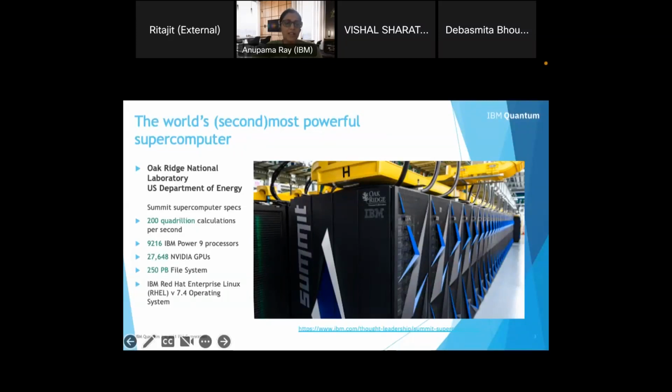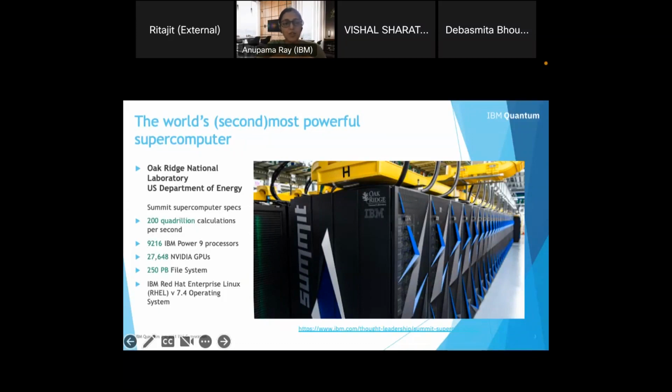So this is a snippet of what used to be the world's most powerful supercomputer. Now it is the second most powerful supercomputer, with the first one being from Fujitsu now. And I have the liberty to take it because I'm from IBM, so I can use it and talk about it.